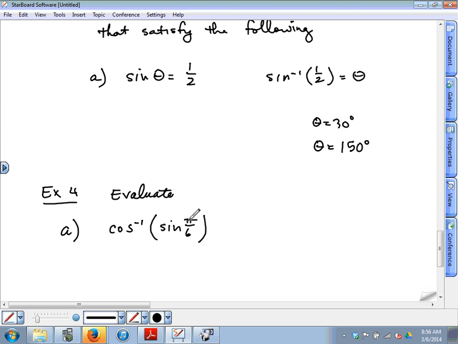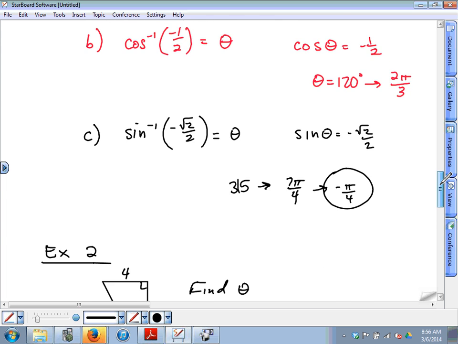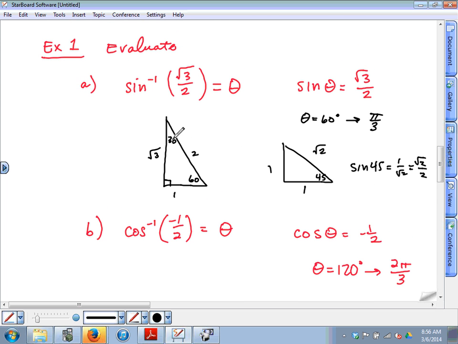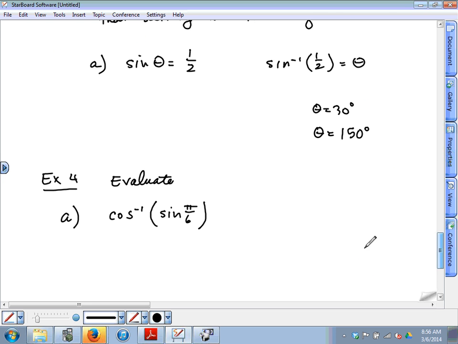So pi over 6 is 30 degrees. How the heck do we do the sine of 30 by hand? The special triangle. So we have it up here somewhere. Here it is. The sine of 30 is 1/2. So we change the sine of pi over 6 into 1/2. So now we're doing the inverse cosine of 1/2.